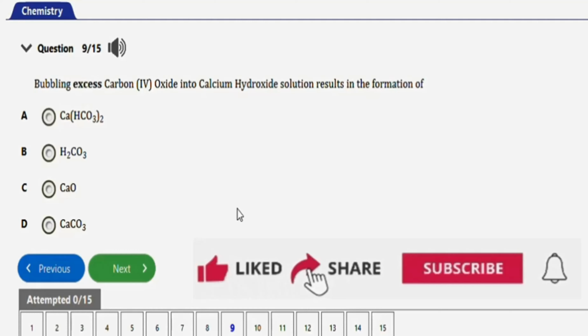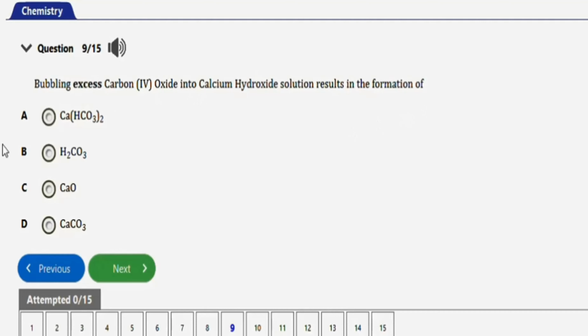Really appreciate it. This question says, burning excess carbon dioxide into calcium hydroxide solution results in the formation of. The right option, to save time, will be option A. When you express this chemically in an equation, you are going to get this output, option A. Okay, so the next question will be this one.